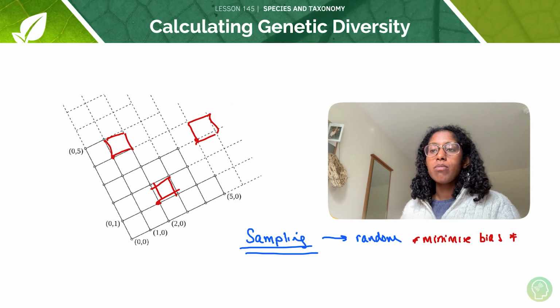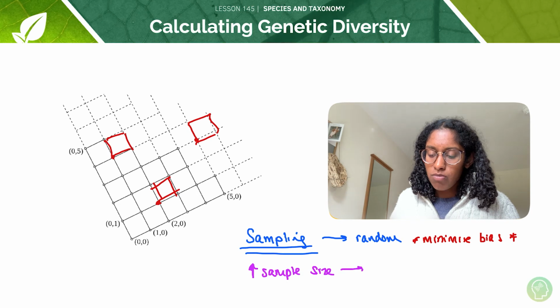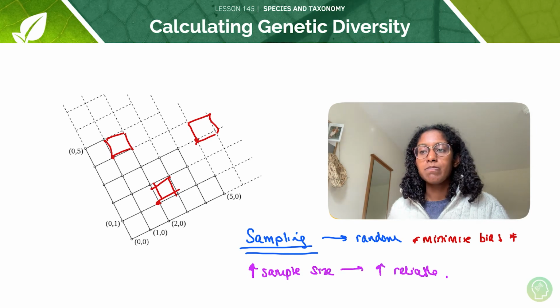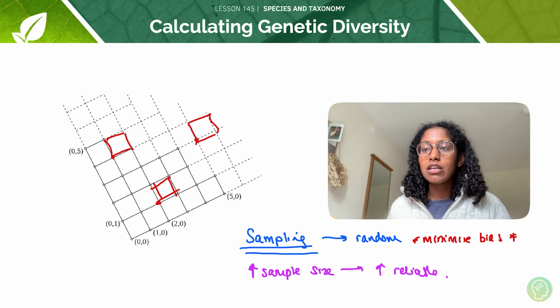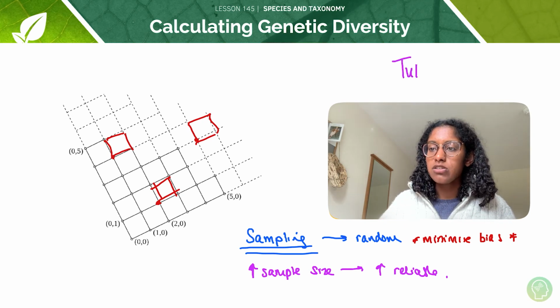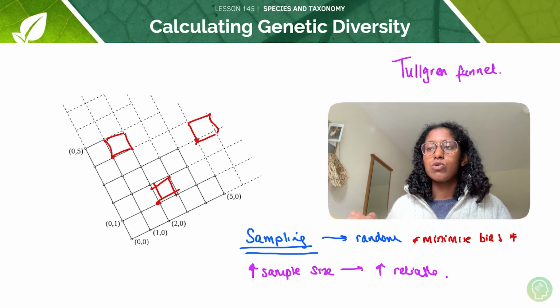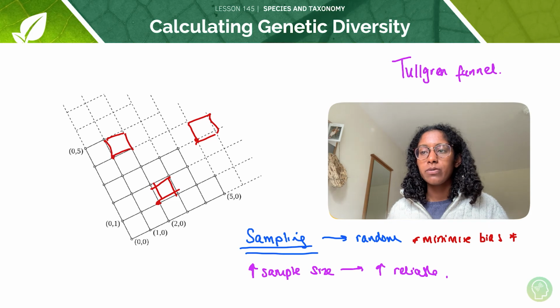Now, we want to sample as much as possible, because the larger the sample size, the more reliable the data, the more significant the data that is yielded. In order to obtain accurate results from your investigation, sampling techniques should be tailored to the organisms that you are investigating. For example, you could use something called a Tullgren funnel, which you might come across in your biology lessons, to sample small insects living in soil.